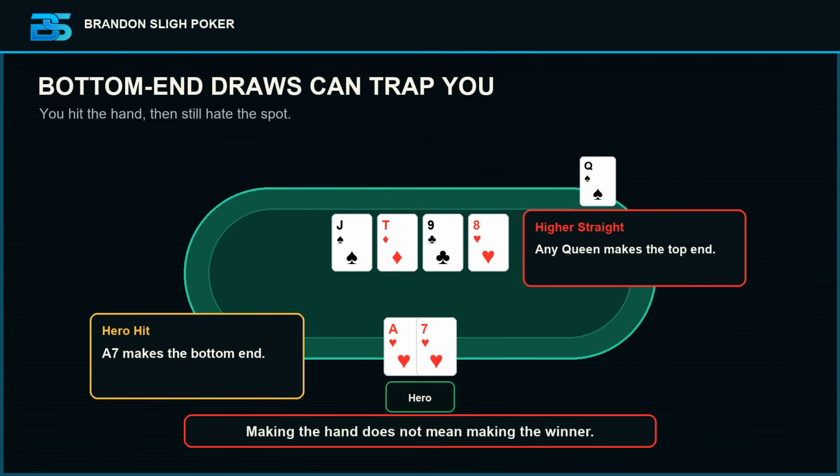Let's look at a specific spot where you call pre-flop with ace-7 suited and the flop comes jack-10-9 rainbow. You have a gut shot because an 8 gives you a straight. At first, this looks like a decent draw and you believe calling your opponent's bet is the appropriate play. But what straight are you making? Unfortunately, you are making the bottom end. If your opponent has a queen, they will have the higher straight. If they already had queen 8 suited, they were ahead before you even got excited.